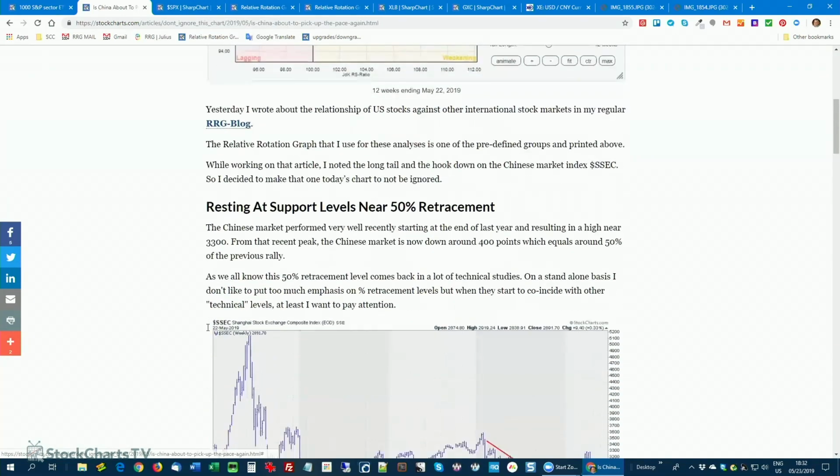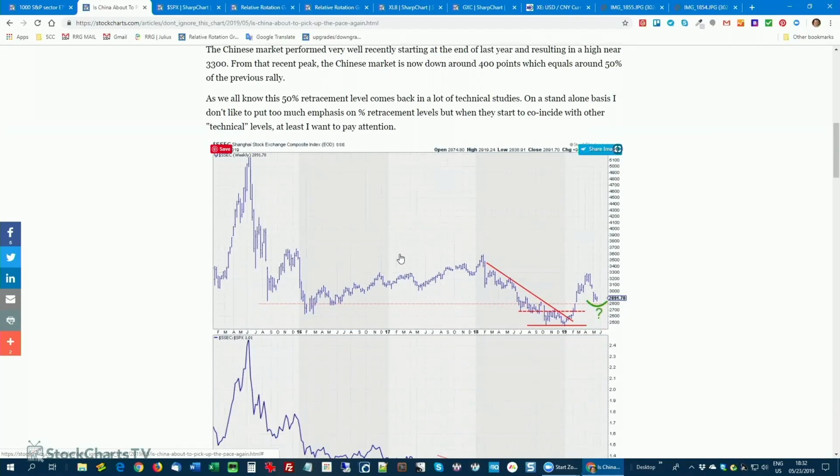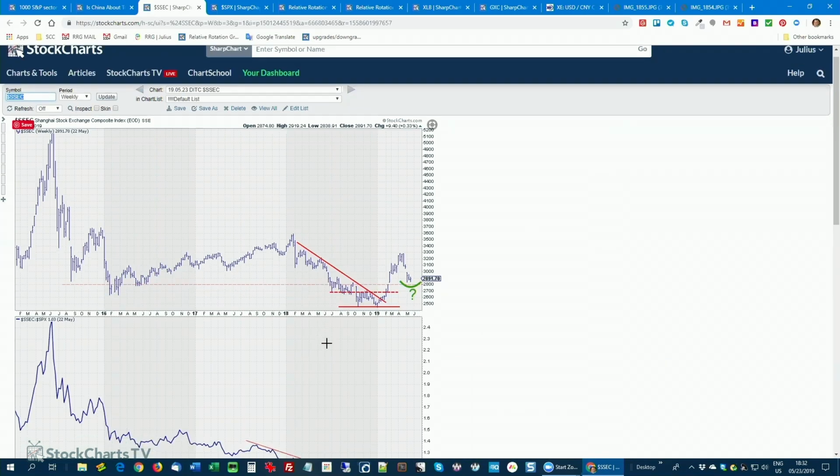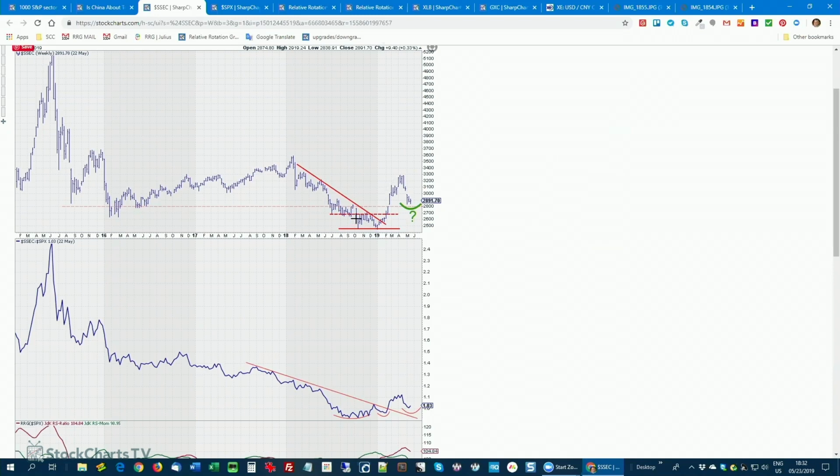And the chart that I am looking at to back that up is this one here. And this is the SSEC index. And what I see here is what's caused that super strong move that we saw during the first, let's say, 5 months of this year. And we're coming off strongly off of these highs right now. And this is a 50% retracement level. Now, I don't use these retracement levels very often. I don't pay too much attention to them. But in this case, that 50% retracement level seems to coincide with two support levels that I'm watching.